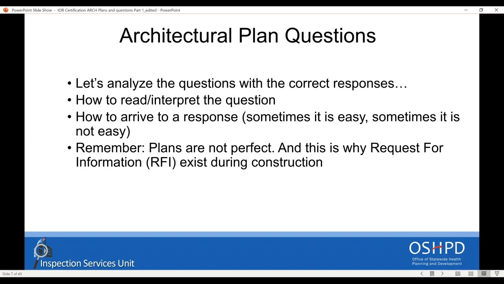You need to understand constructions versus construction documents, right? So let's analyze the questions with the correct responses, how to read and interpret the questions, and how to arrive at the response. Sometimes the approach is easy and sometimes it's not, like in the actual construction process. Remember, plans are not perfect. We wish they were, but they are not. And this is why RFIs are issued during the construction document process, right?